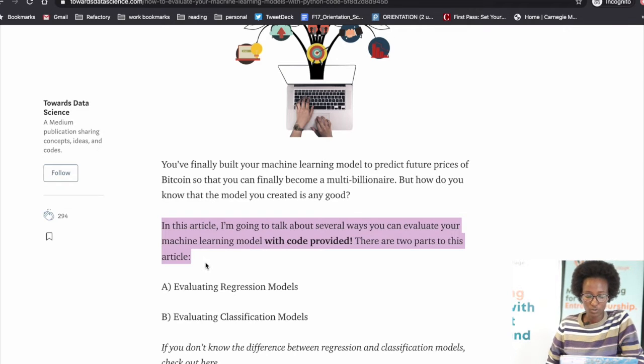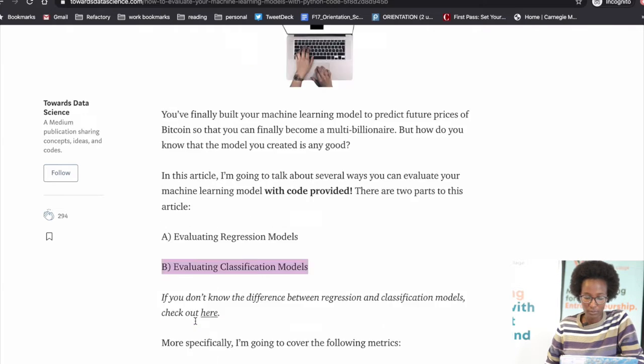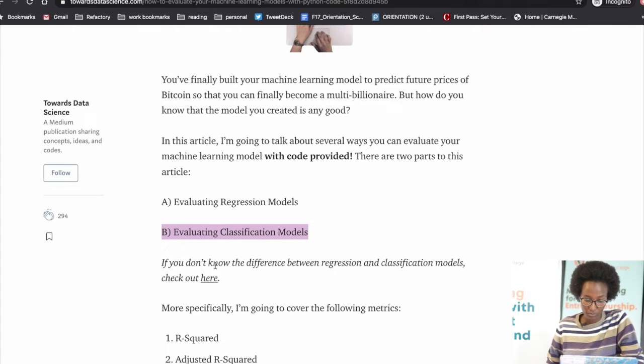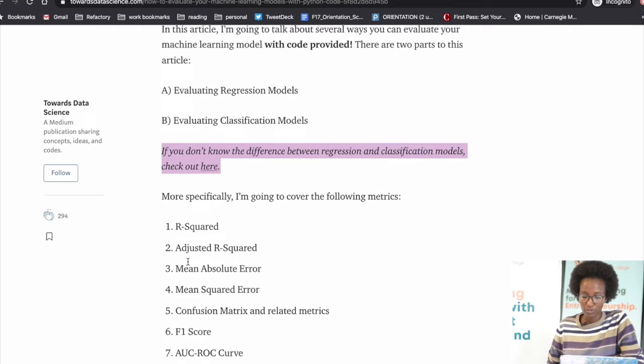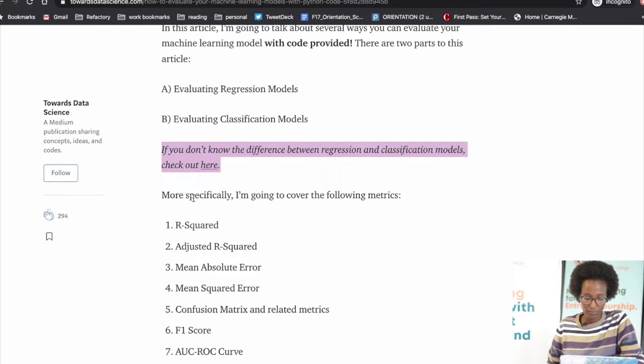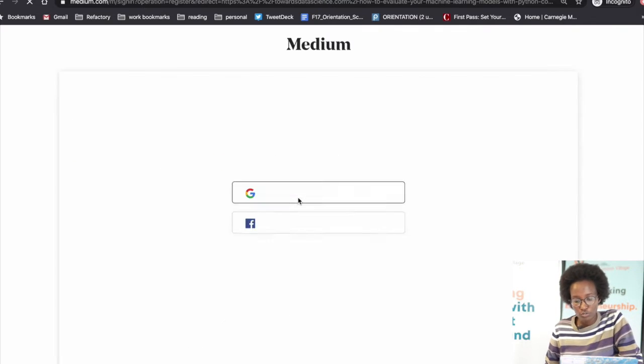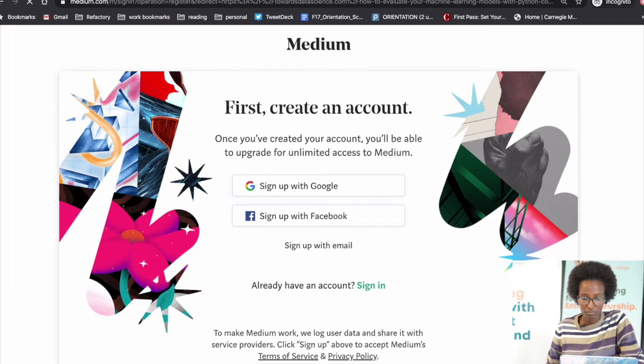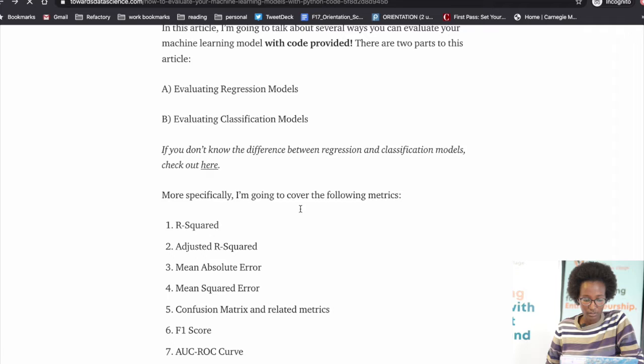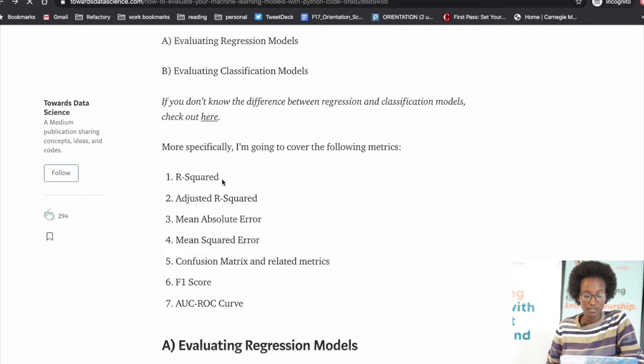So there are two parts to the article. How do you evaluate regression models? How do you evaluate classification models? Like we had seen those categorizations before. And there is also more information about regression and classification there. So more specifically, I'm going to cover the following metrics. You're going to be seeing these terms very commonly, so it is very important to know what they mean.